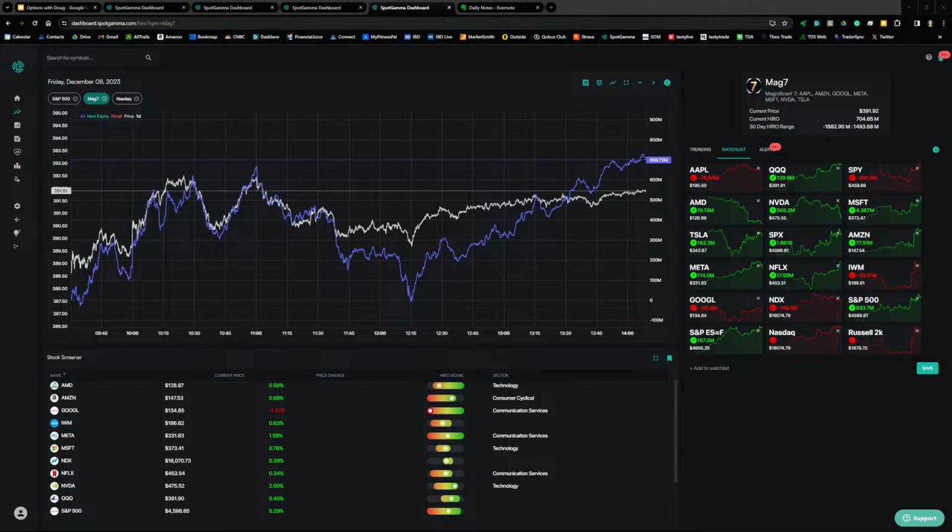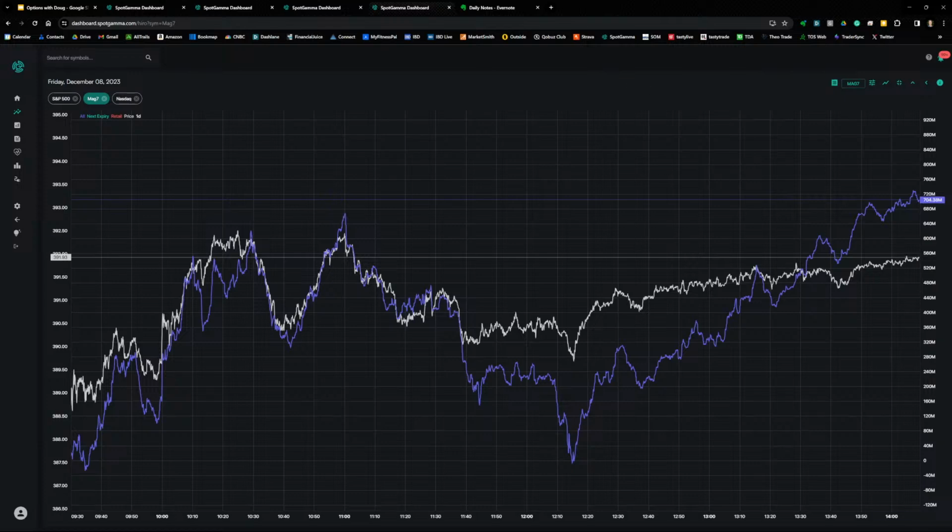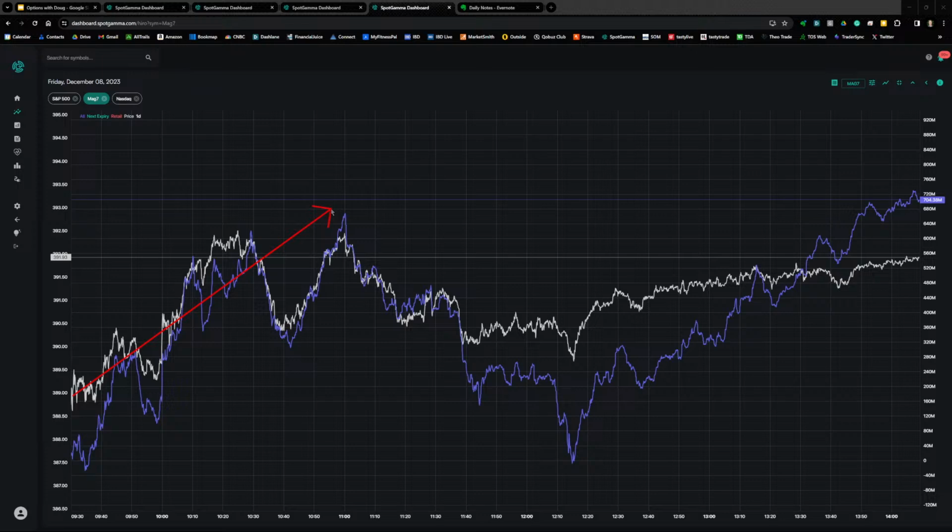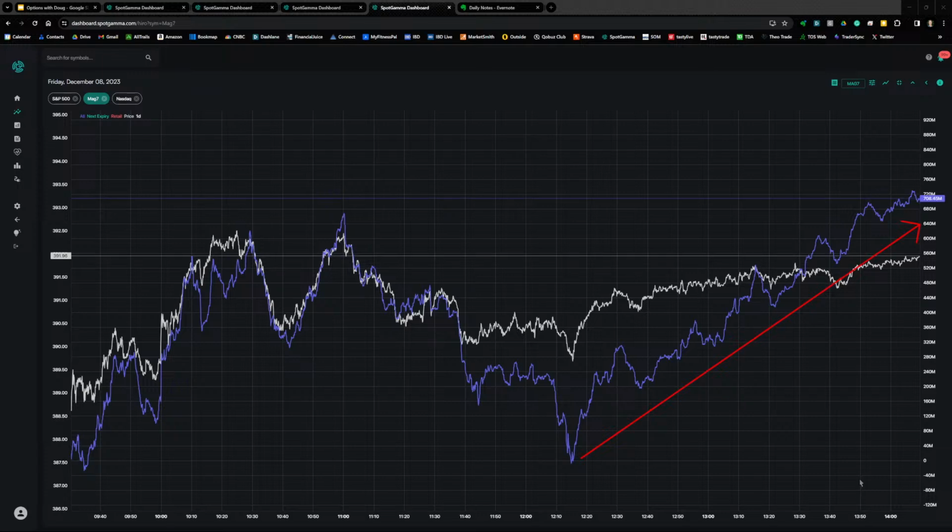Note in the morning, let me zoom in on this. In the morning, traders were taking positive delta positions. And here's that 12:15 turnaround. Pretty sharp turnaround in the Hero signal, and price moves higher in both the S&P 500 and NASDAQ, as well as these 7 stocks, most of them.